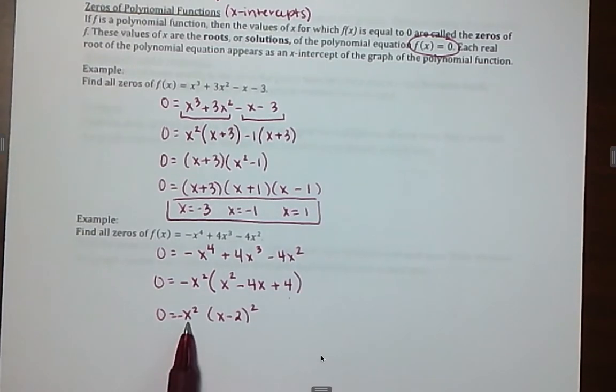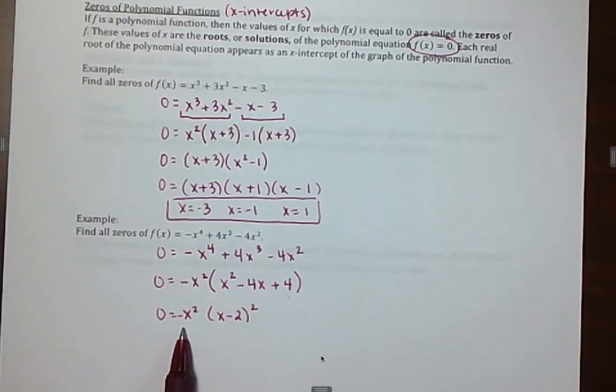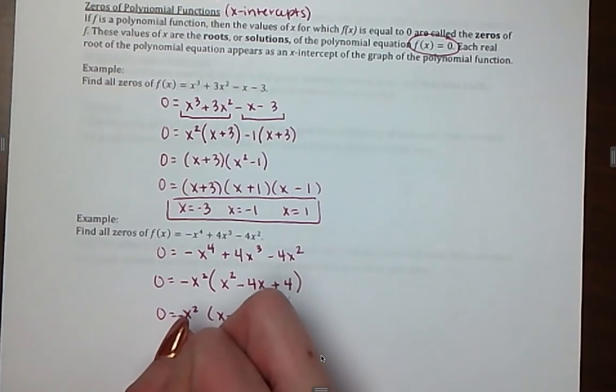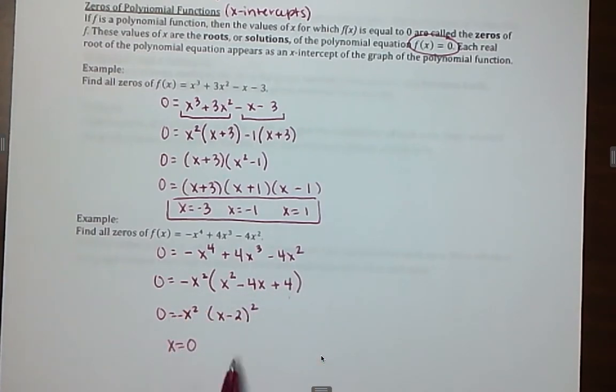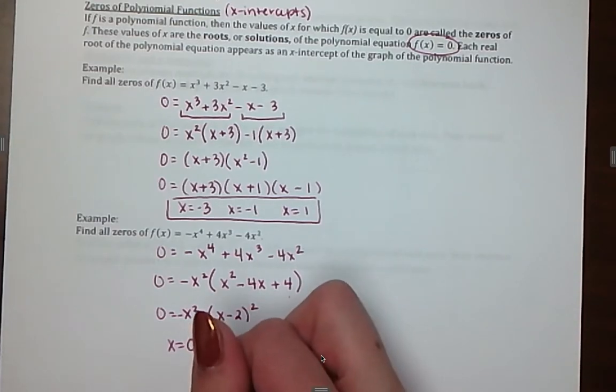So if negative x squared equals 0, what does x equal? 0. And x minus 2? 2.